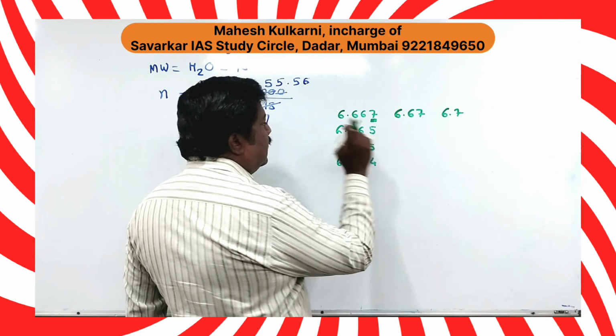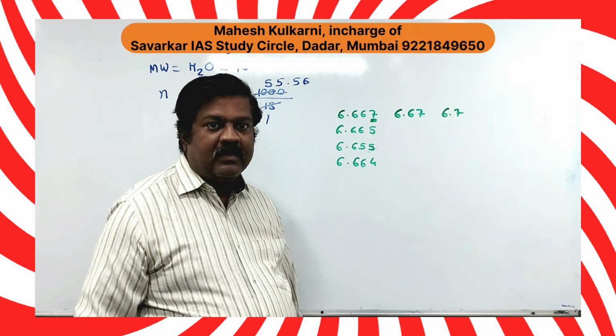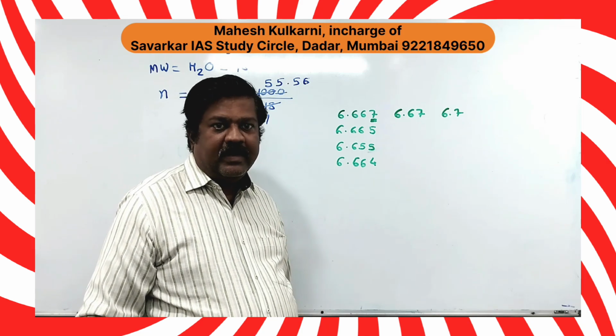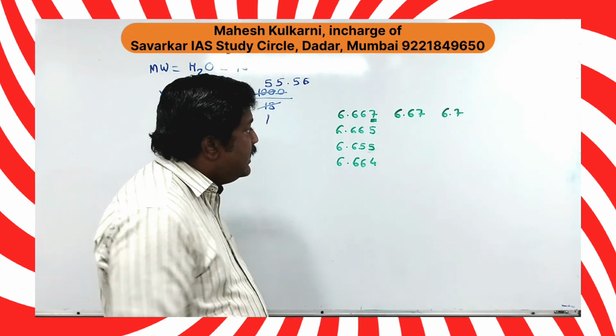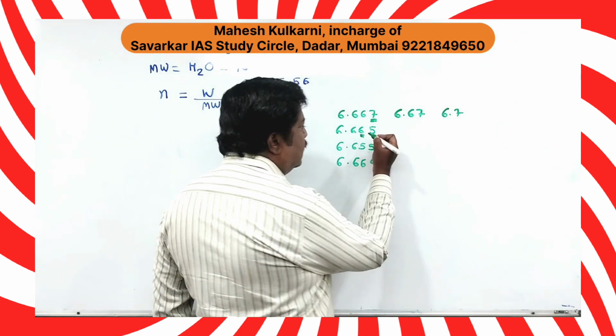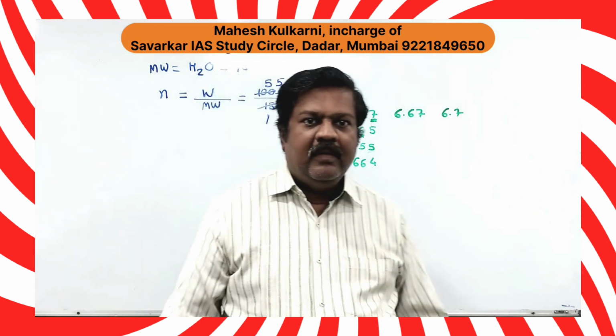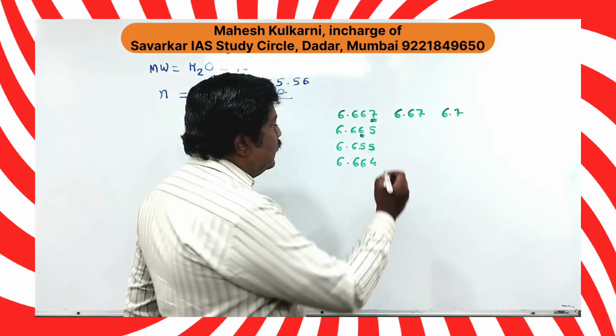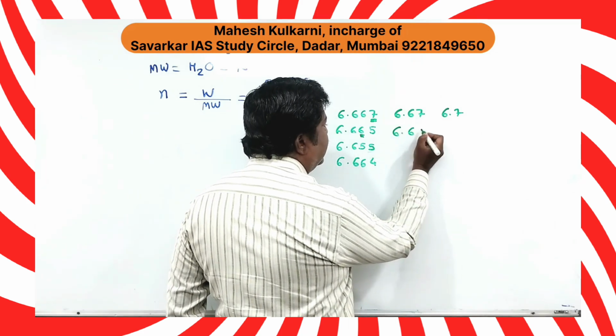Now here the last digit is 5. Now observe both the cases here and here. If the last digit is 5, then we have to check the previous number. If the previous number is an even number, keep it as it is. So this I can round up as 6.66.